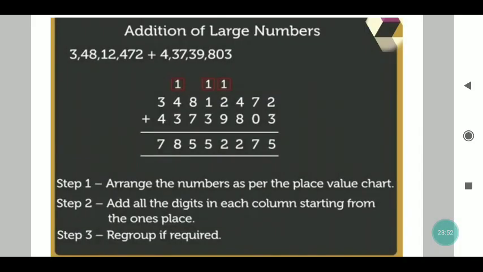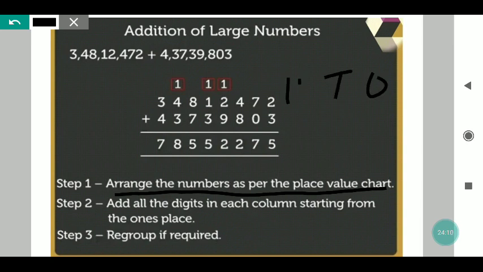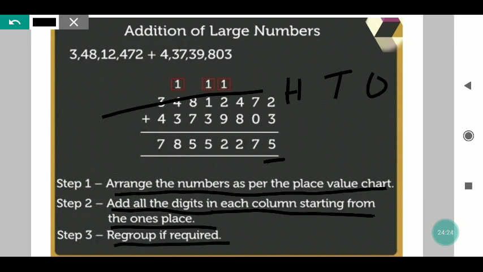Now just a few questions with addition and subtraction, which we have already done. Okay, so what we had, it is written, my dear: arrange the numbers as per the place value chart. Place value chart you know, from ones, tens, hundreds, like this it goes on. So like this you have to arrange the numbers first, then add all the digits in each column, column-wise, from the ones place, from the first place, and regroup if required. Regroup if required means if a number is left over, then we add that number to the next column.